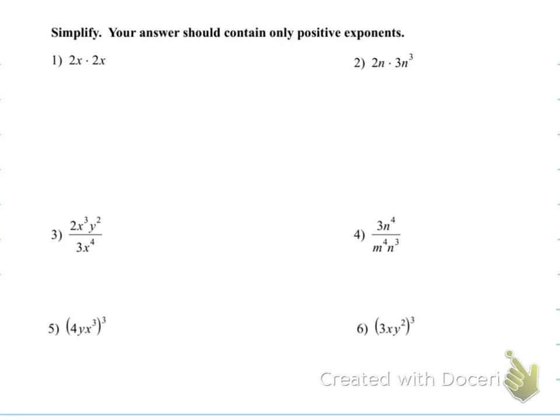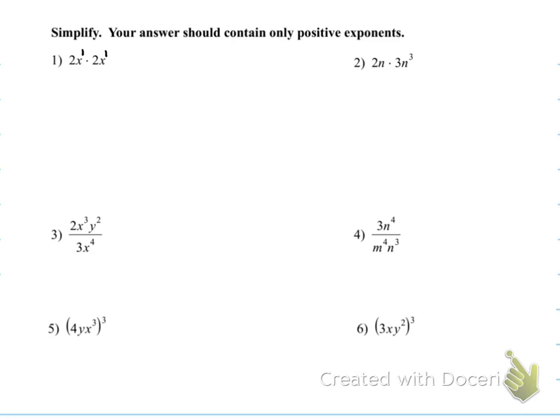Okay, so the first two are multiplication rule, the second two are quotient rule, and the last two are power to power. Okay, so for the first two, multiplication rule, remember you multiply big numbers, and then you add the exponents to the little numbers. But if something doesn't have an exponent, you got to add it. So I'm putting ones on both of those.